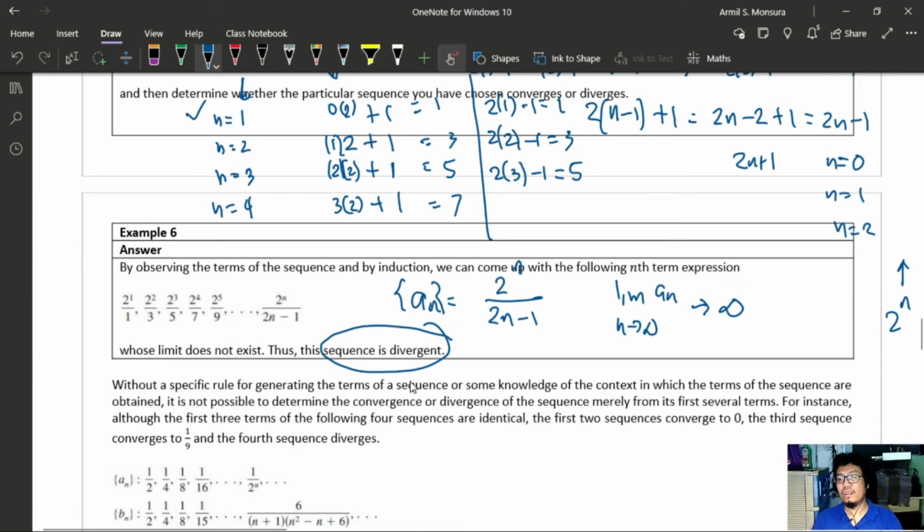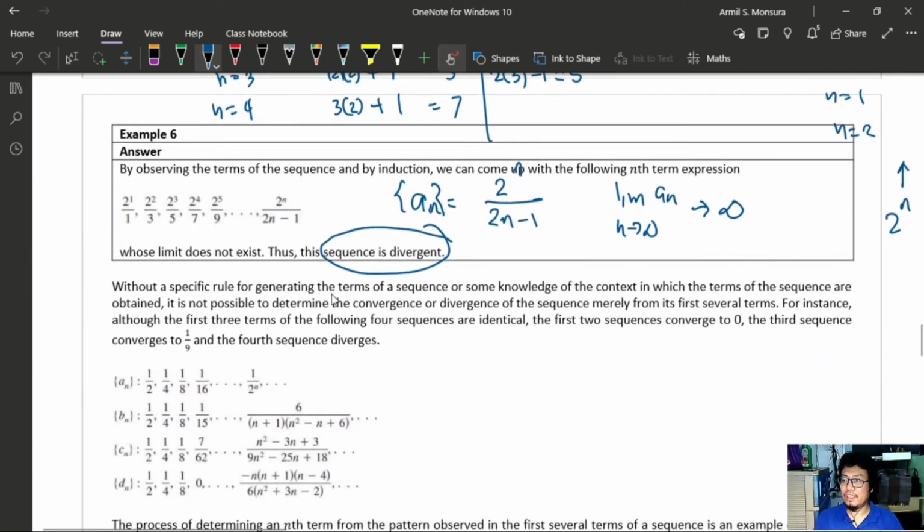So, without a specific rule for generating the terms of a sequence or some knowledge of the context in which the terms of the sequence are obtained, it is not possible to determine the convergence or divergence of the sequence merely from its first several terms. If you do not know the context by which your sequences are being generated, there are many patterns that can be discerned out of the first few terms of the sequence. Take a look at these examples.